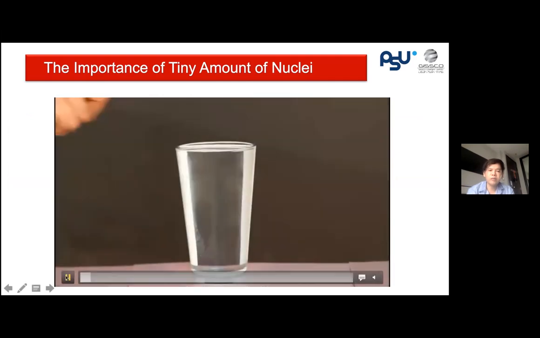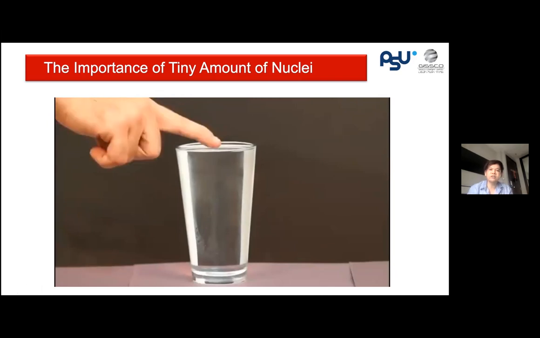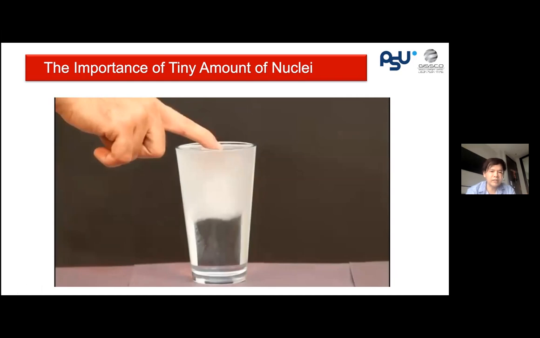If you look at it clearly, you can see on the tip of his finger, he has about 1 or 2 solid particles of ice. And that is sufficient to start solidification. We call it nucleation and growth.